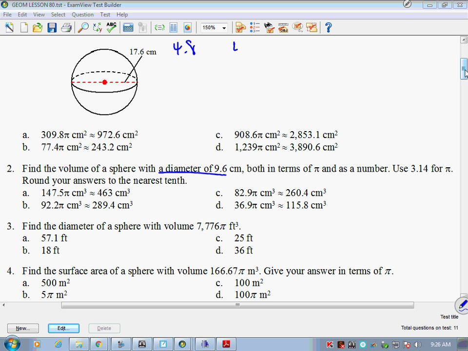All right, so we're going to use 4. We'll solve in terms of pi first. 4/3 pi r cubed, so that's 4.8 cubed, not squared, divided by 3. So let's take 4.8 and cube it. Do we know how to do that? Do you know how to cube something in your calculator? Some of you do, some of you don't. Okay, let me show you how I would probably do this.